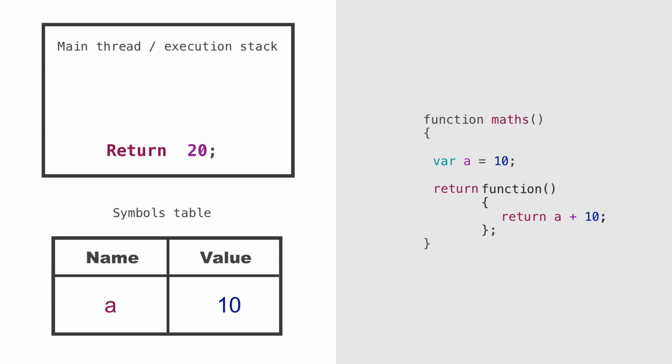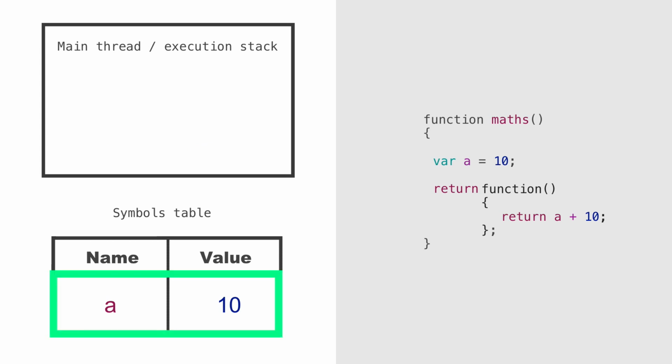And then once everything is executed, it can go through the symbols table and say, no longer can any other part of the program access this symbol a. We can't go back to the global scope and find this symbol a. So therefore it simply destroys and removes that symbol from the symbols table.